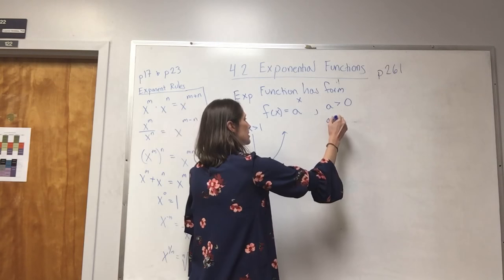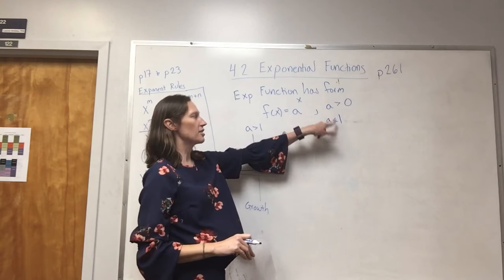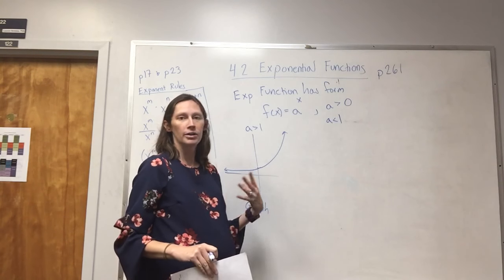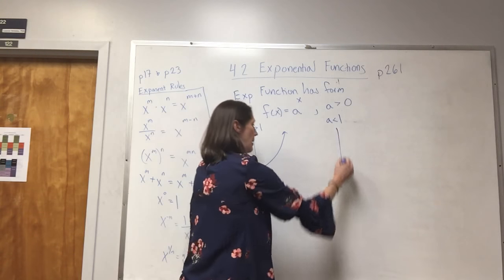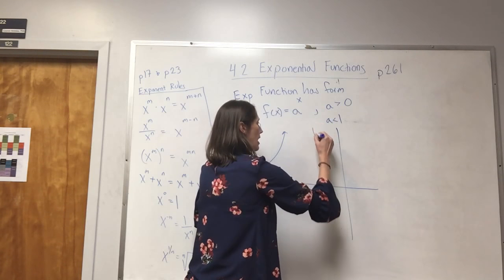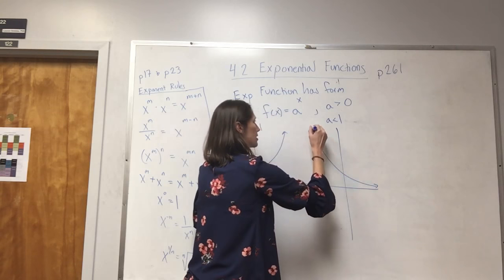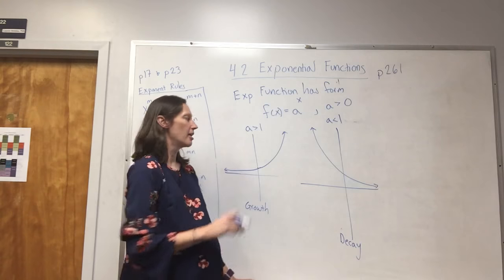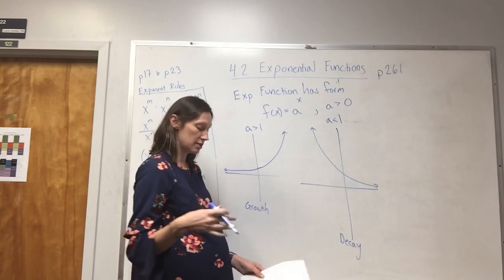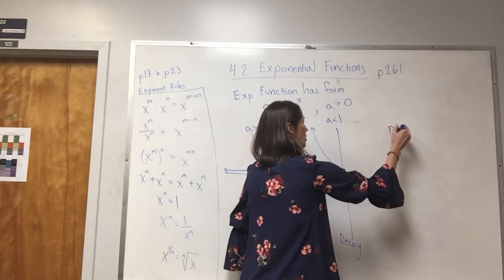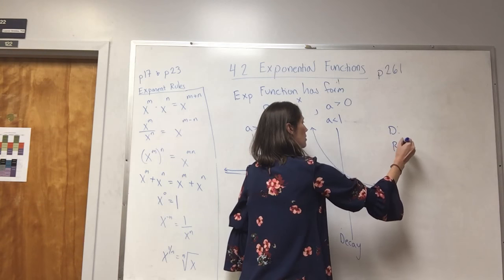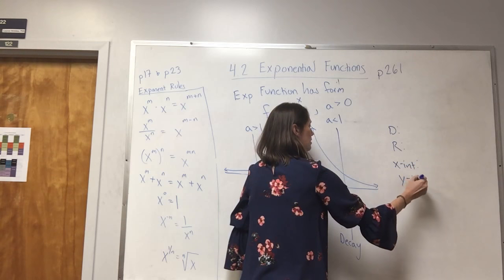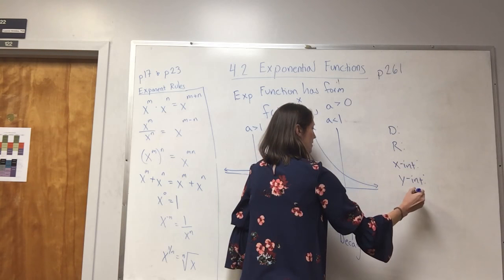If the a is less than 1, okay, still positive but less than 1, so maybe this a value is now a fraction, a half, a third, 2/5, something like that, then I have the opposite effect. I have what we usually call decay. Okay, both of these graphs have a lot of similar properties. We're going to talk about their domain, their range, their intercepts, both the x, the y, and any asymptotes.